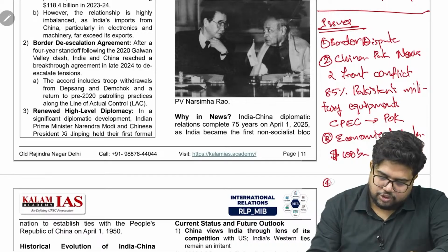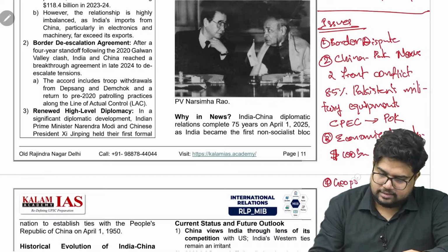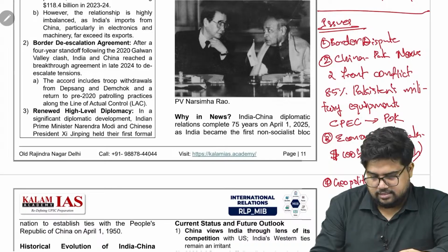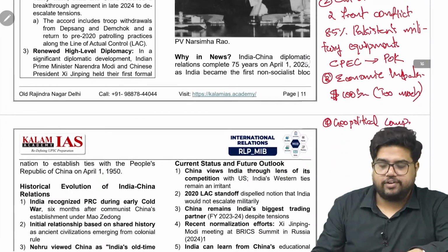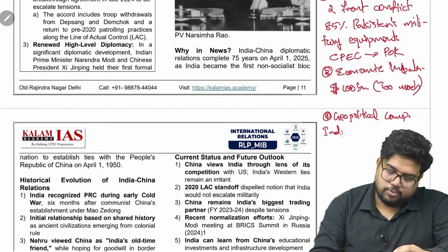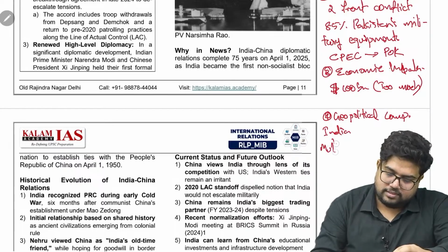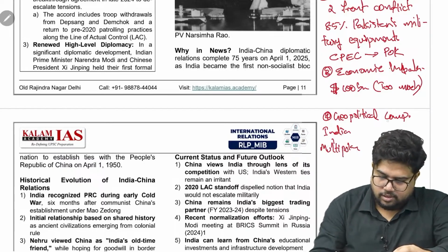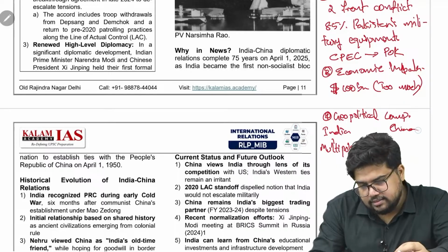Then we have geopolitical competition. What is the core conflict? What is India's geopolitical vision? That is a multipolar world. And what is China's vision? A single polar system.